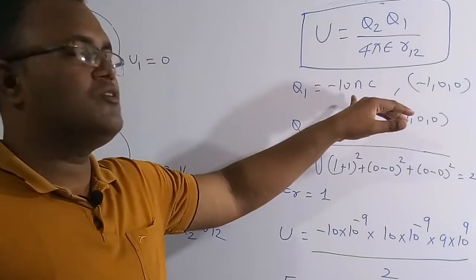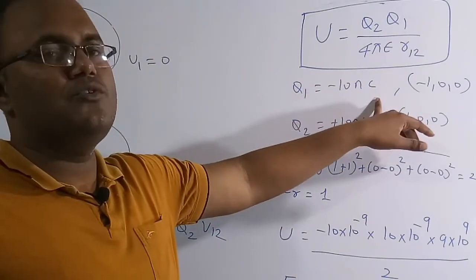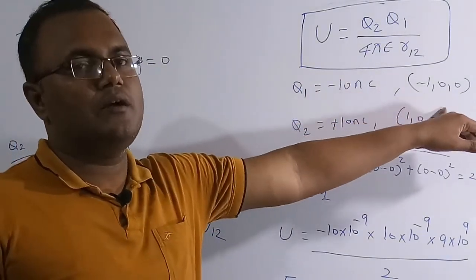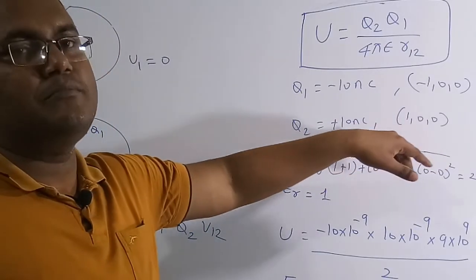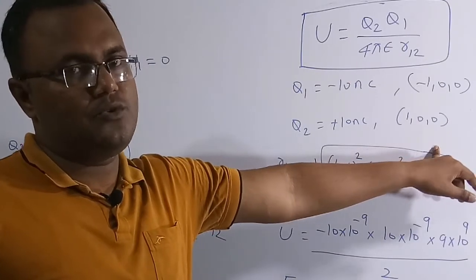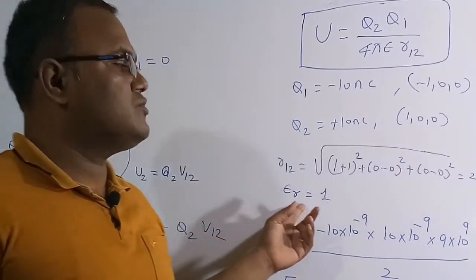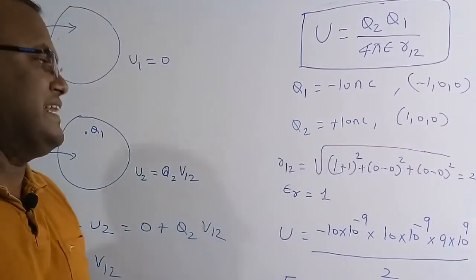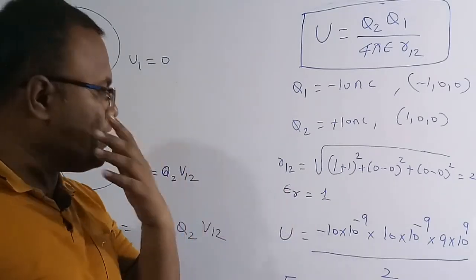Now Q1, as given in the question, is minus 10 nanocoulomb. It is present at the point (minus 1, 0, 0). Similarly Q2 is a charge of plus 10 nanocoulomb, present at (1, 0, 0). Also, in the question they have given that this is free space, so the relative permittivity epsilon r is equal to 1.